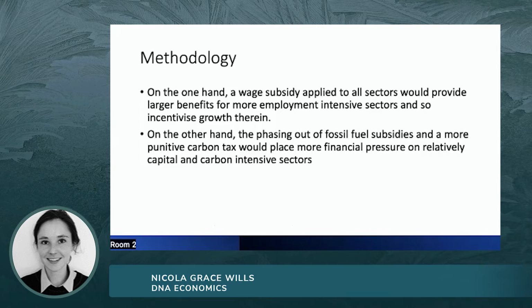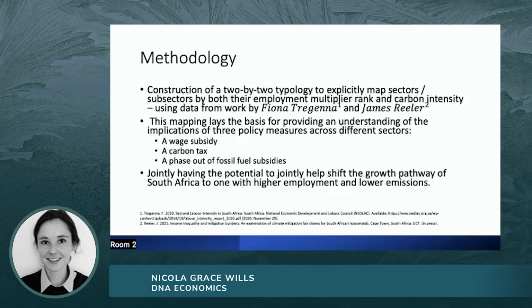And then I could use that to see what would happen if we were to put some policy measures in place. Can you go back one? Yeah. So I looked specifically at a wage subsidy, a carbon tax, and then the phasing out of fossil fuel subsidies. You could see, based on where the sectors lie on the typology, how those would affect them in terms of magnitude. So with this, you can see that not each individually, but together, they could potentially have an impact in shifting that growth pathway to a low carbon and higher employment one.